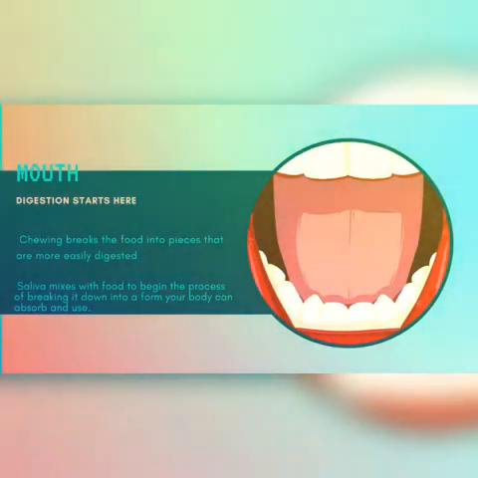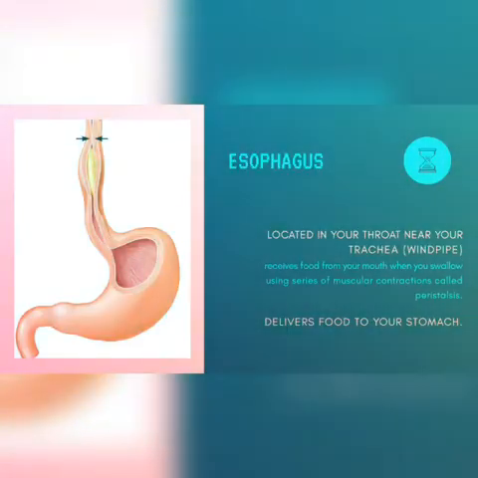The next one is the esophagus. It is located in your throat near your trachea, or the windpipe. The esophagus receives food from your mouth when you swallow by means of a series of muscular contractions called peristalsis. The esophagus delivers food to your stomach.